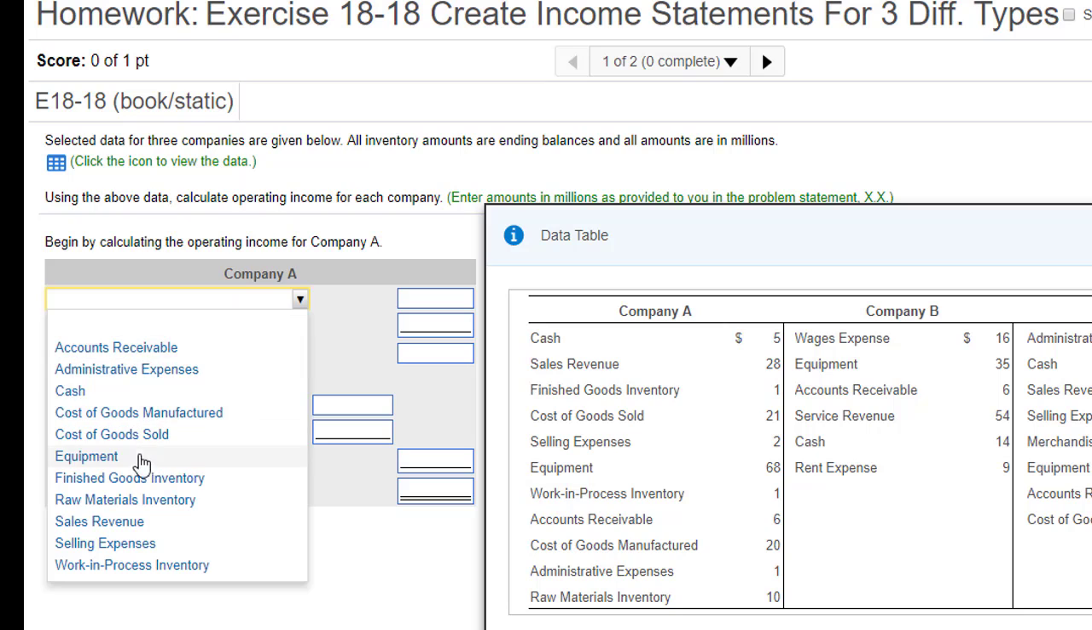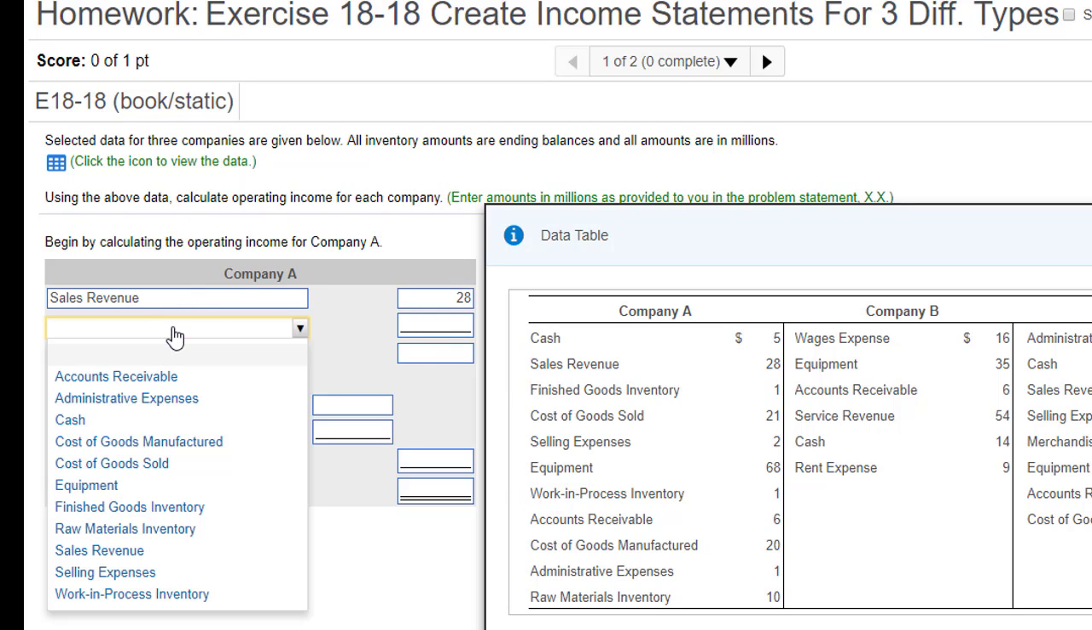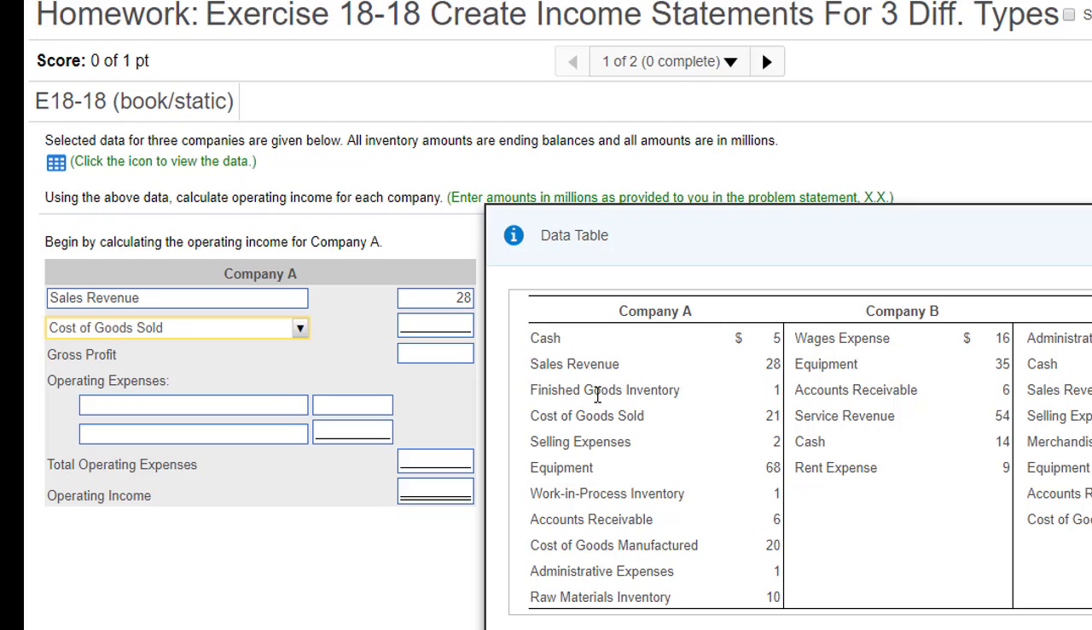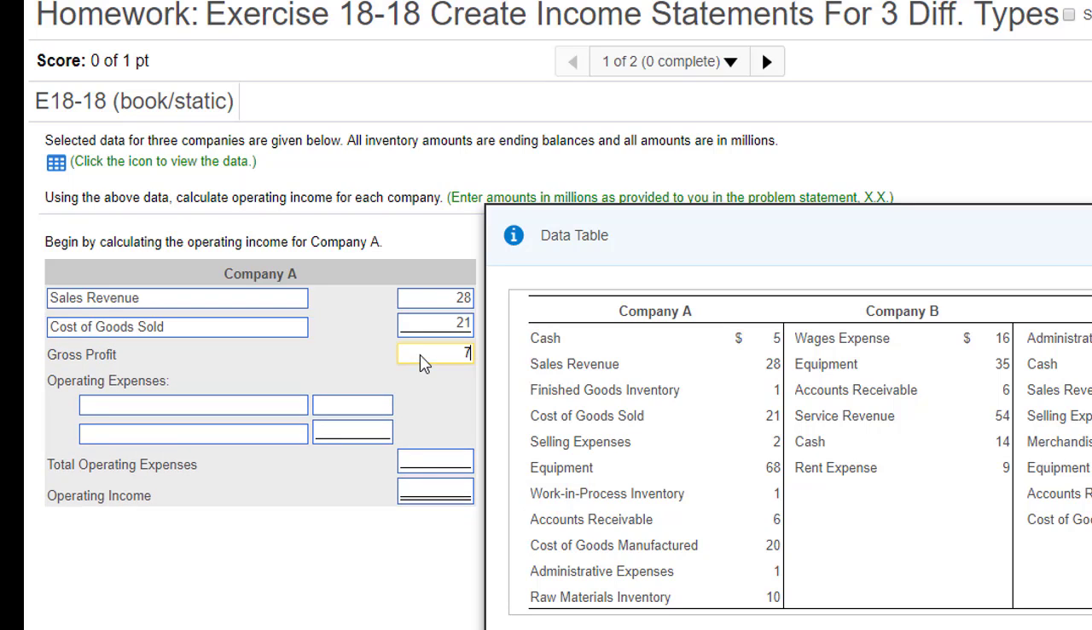So sales revenue first. Sales revenue is 28 million, minus cost of goods sold. Cost of goods sold is 21 million, which gives us gross profit of 7 million.